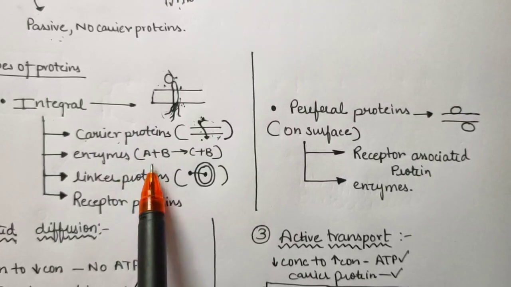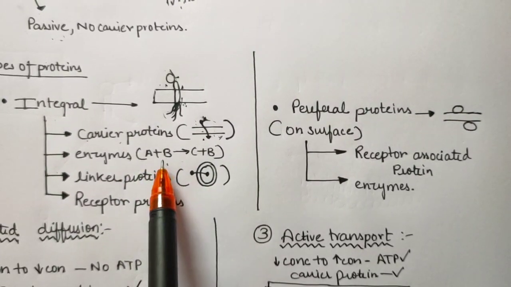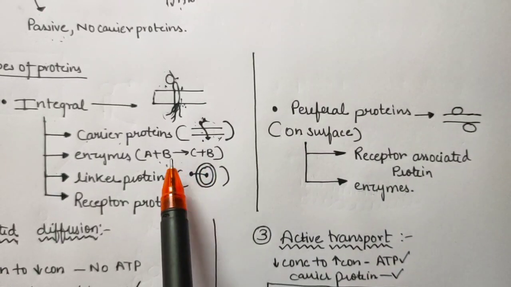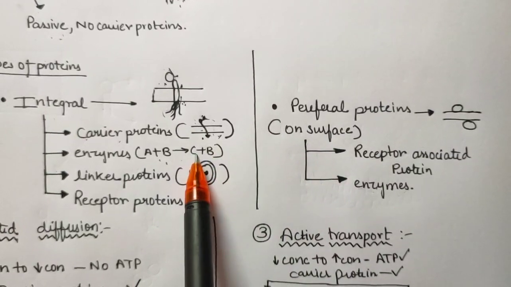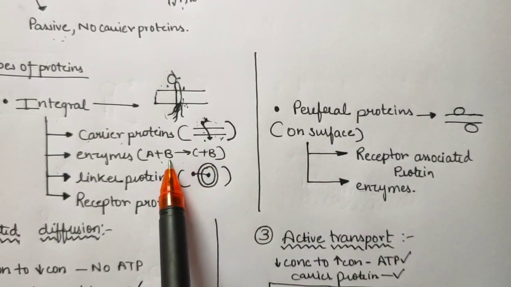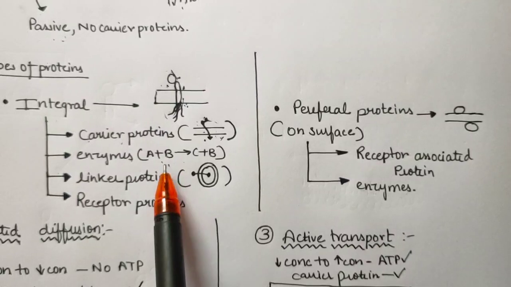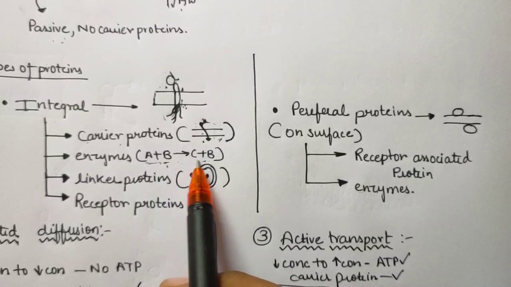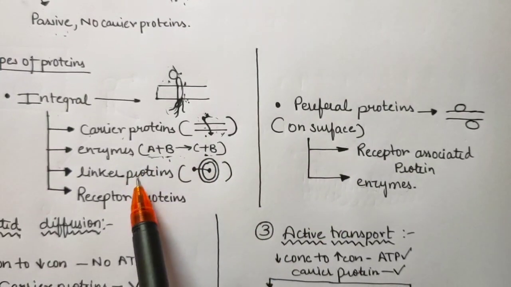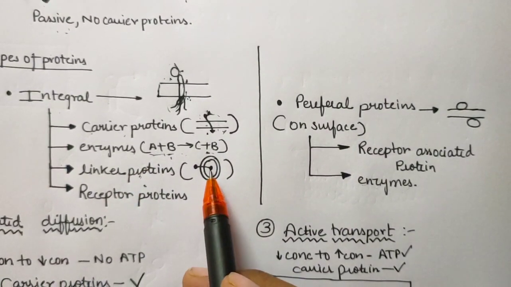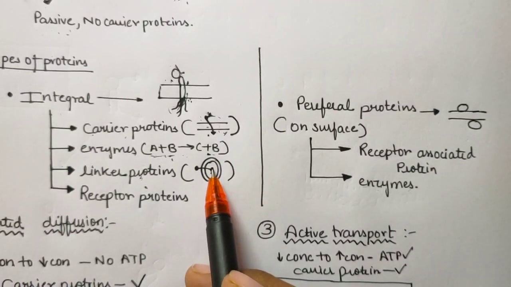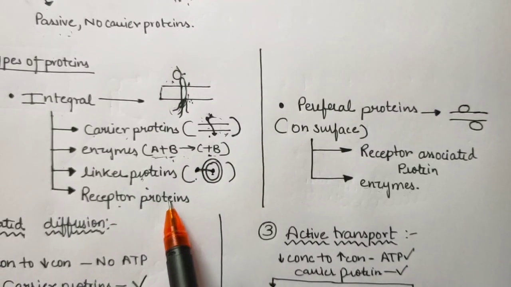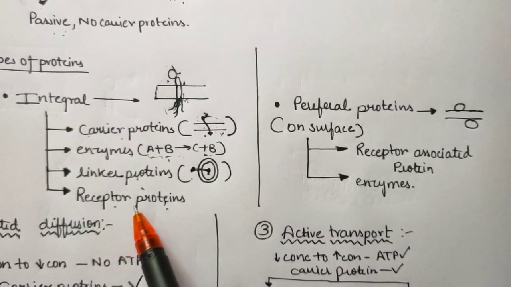Then enzyme is a substance that converts molecules. Here also you can see the enzymes, which may be peripheral as well as integral. The function is the same in peripheral as well as integral proteins. Enzyme converts one molecule into another. For example, if we take the enzyme, A plus B, then it releases C plus D. Next is linker protein. Linker protein helps in connection of the intracellular cytoskeleton to the external cell environment. Then receptor proteins, we already studied about receptor proteins.